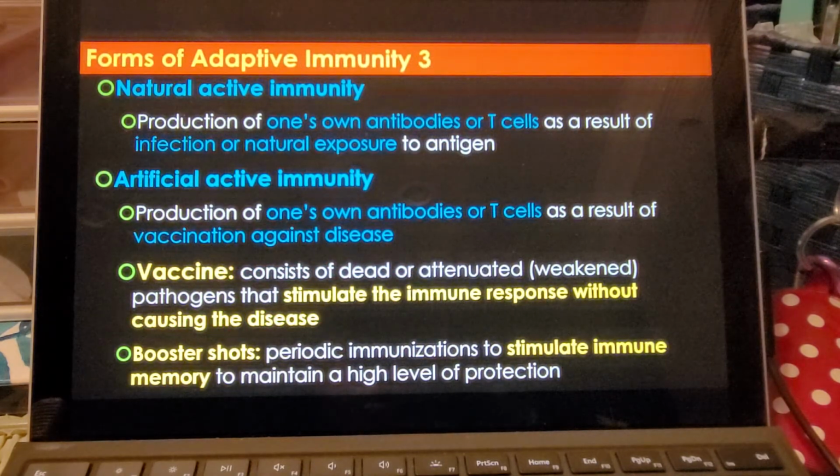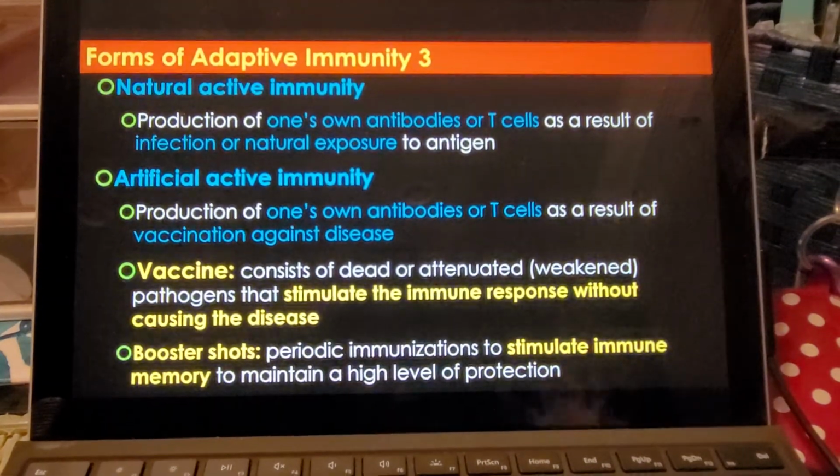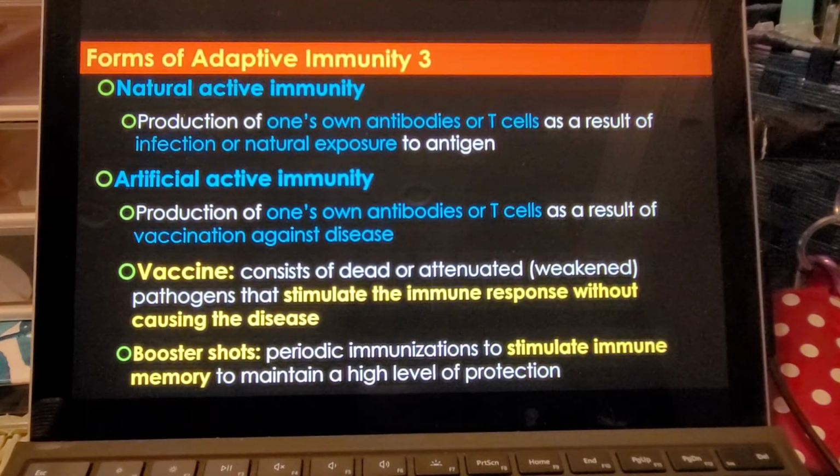So, examples of this: a natural active immunity. You have been exposed to that pathogen by chance. It just happens, so you naturally get infected, and you are actively making your own defense against that pathogen. Artificial active immunity is where you intentionally expose yourself so you can build up a defense, and it is active, so your body is making that defense.